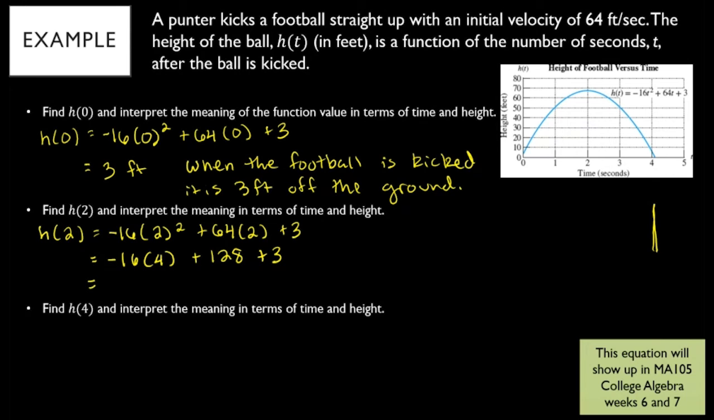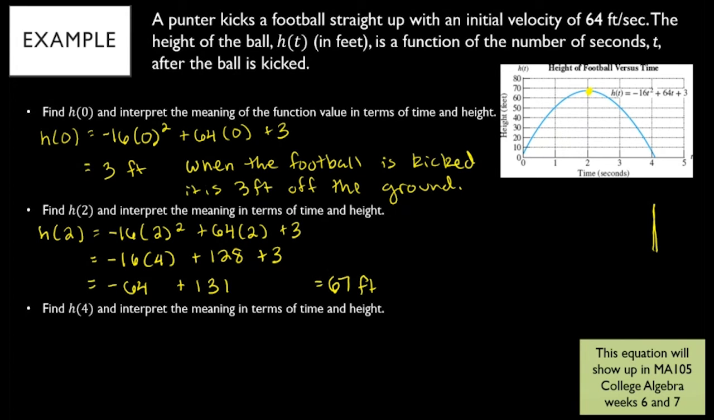Then I have negative 16 times 4, so that comes out to negative 64. And I can add the 128 plus 3, which gives me 131. And then if I do negative 64 plus 131, that gives me 67. And this is 67 feet. And if you look at our graph at 2 seconds, you can see that's at about 67 feet based off the graph. And that actually appears to be our maximum.